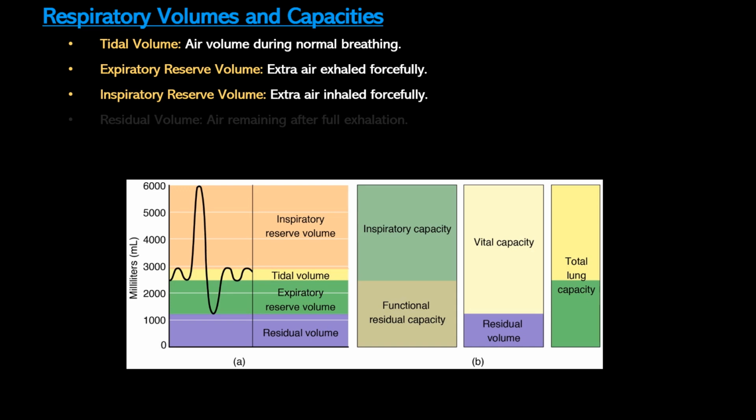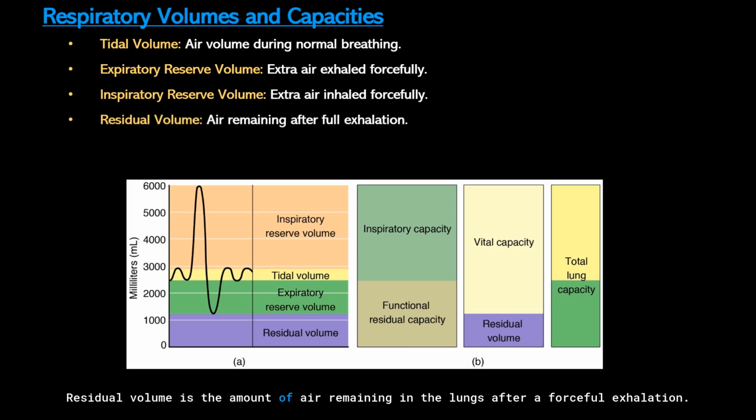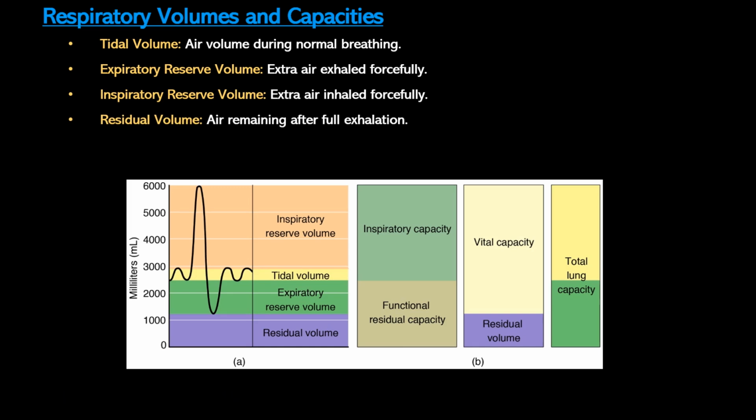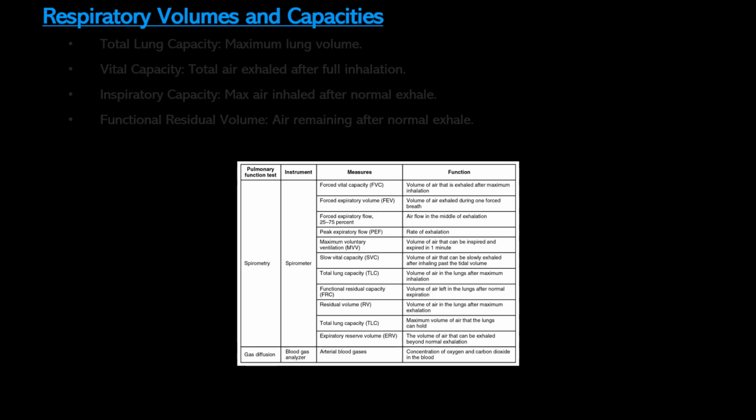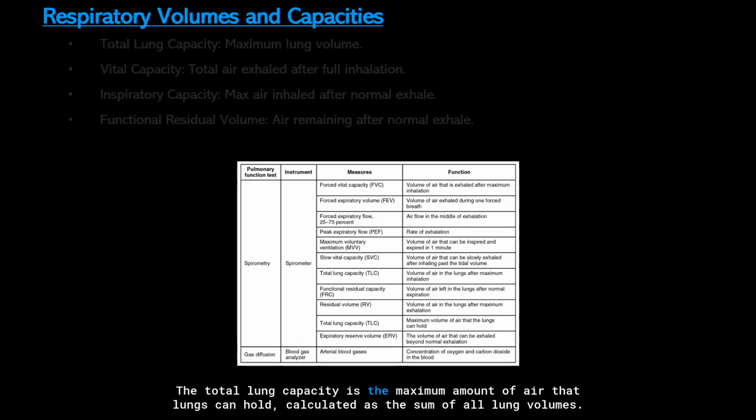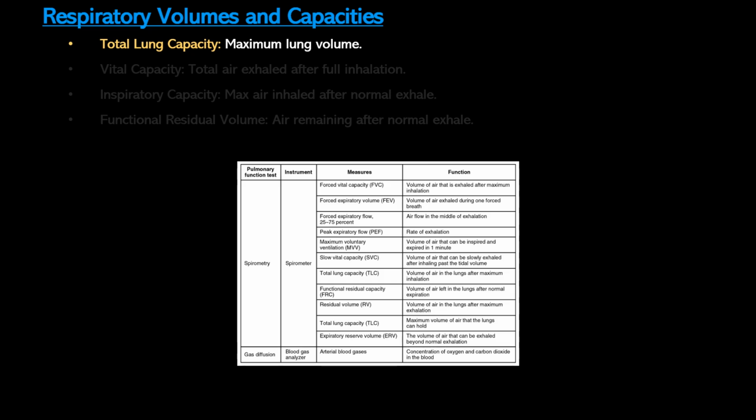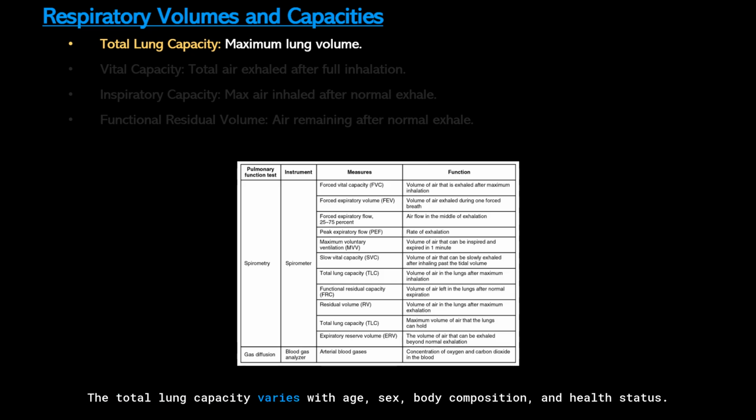Residual volume is the amount of air remaining in the lungs after a forceful exhalation. This volume prevents lung collapse and maintains continuous gas exchange between breaths. The total lung capacity is the maximum amount of air that lungs can hold, calculated as the sum of all lung volumes. The total lung capacity varies with age, sex, body composition, and health status.